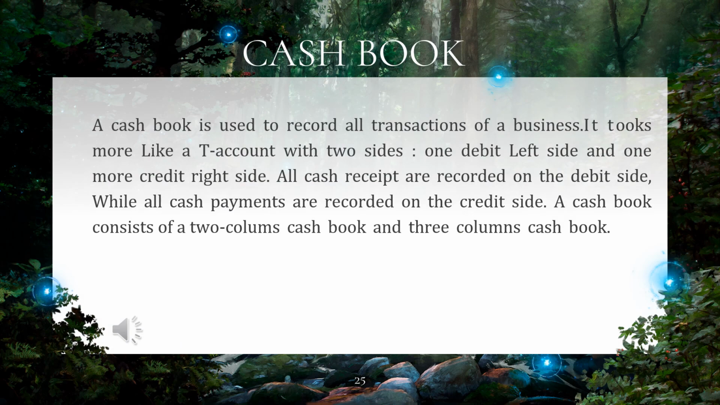And then let's see the cash book. The cash book is used to record all transactions of a business. It looks like a T account, with one debit side on the left and one credit side on the right. All cash receipts are recorded on the debit side, while all cash payments are recorded on the credit side. The cash book consists of a 2-column cash book and a 3-column cash book.